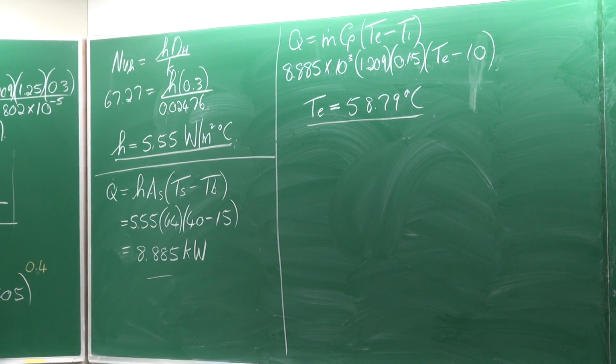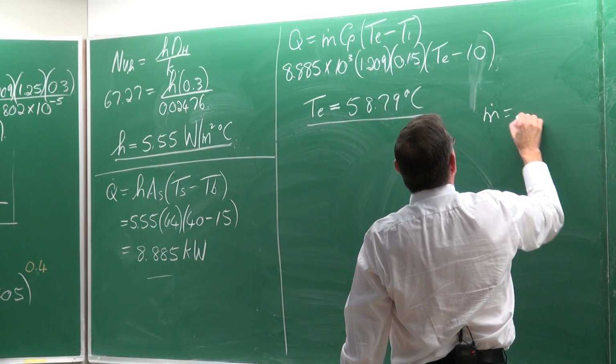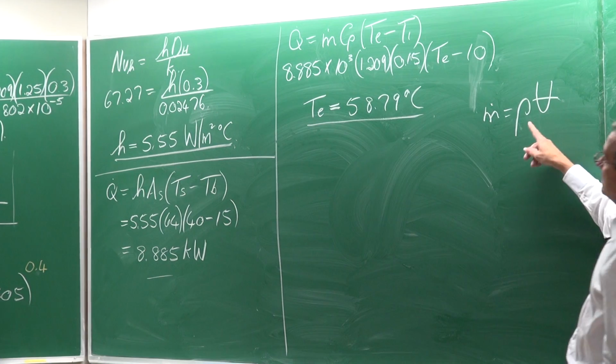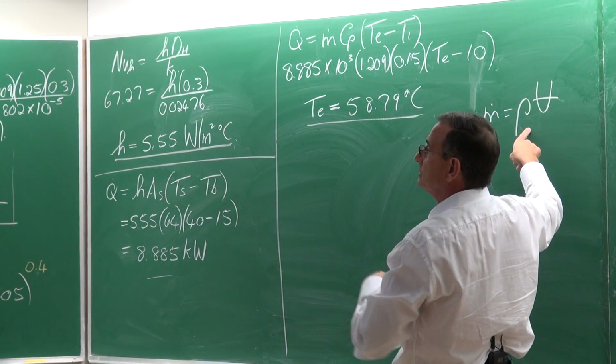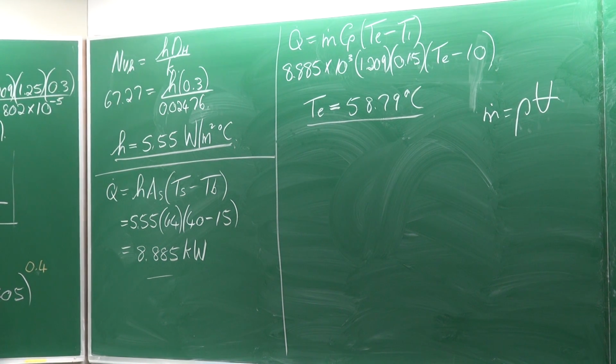Yep. The mass flow needs to be multiplied by the area of... The mass flow rate would be equal to the density multiplied by the volume flow rate. The density is equal to 1.209 and the volume flow rate 0.15. Sorry? I thought it was velocity. Okay. What's wrong?